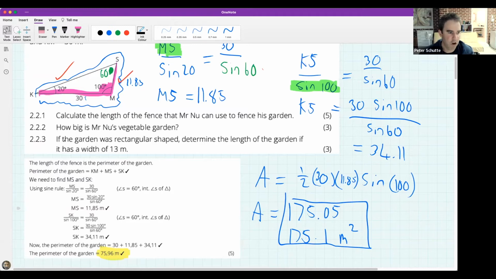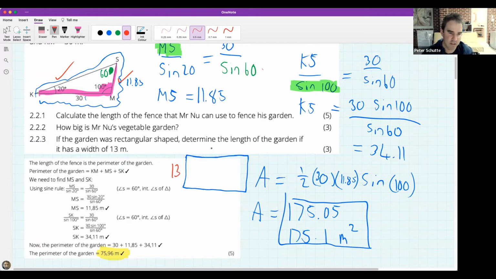Okay, last part of the question. If the garden wasn't triangular shaped, if it was rectangular shaped, and the width of the garden was 13, how long would the length be? Now, this is actually just a mixing question. Basically, you know how big the garden is. You just worked it out. And they're saying, look, imagine the width is 13.